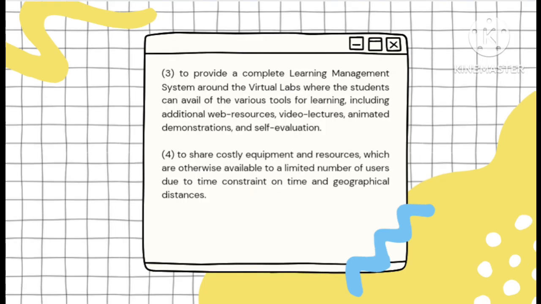Okay, next. So the third one is to provide a complete learning management system around the virtual labs where yung mga students can avail of the various tools for learning, including na yung additional web resources, video lectures, animated demonstrations, and self-evaluation. And lastly is to share costly equipment and resources which are otherwise available sa mga limited number of users due to time constraint and geographical distances.